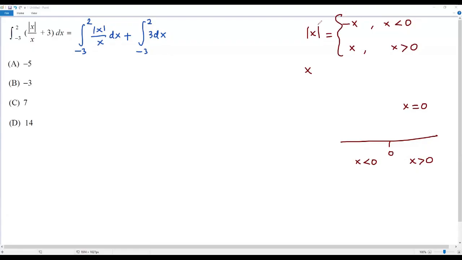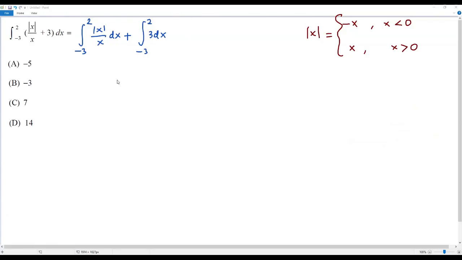Now I have redefined absolute value of x as a piecewise function, that is, absolute value of x equals negative x when x is less than 0, that is, when x is negative. And absolute value of x is positive x when x is greater than 0, that is, a positive value. Okay, now let me erase this.